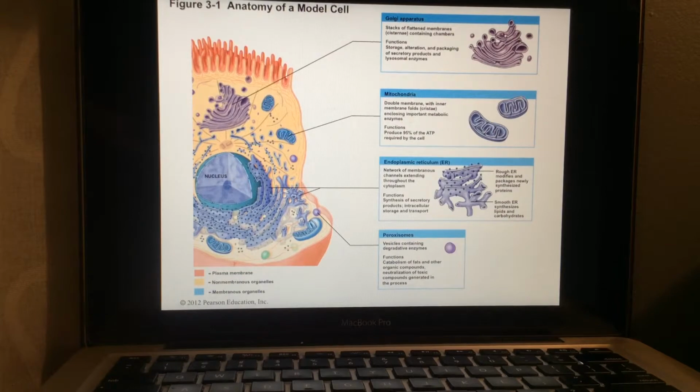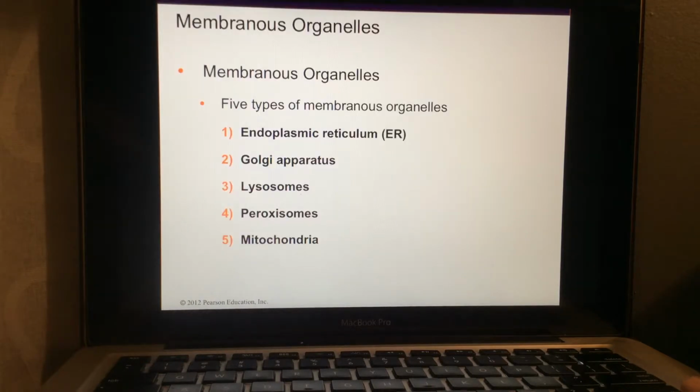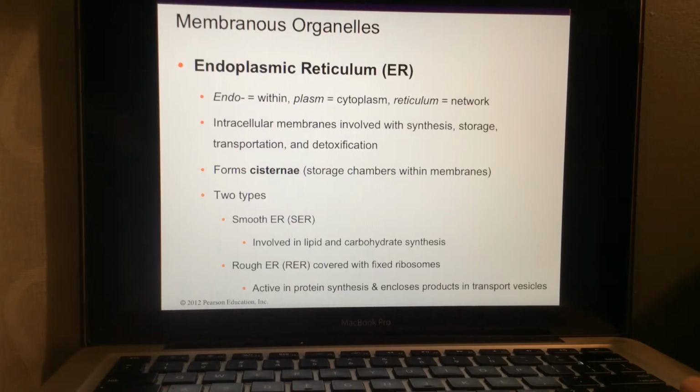Now we're going to move on to the membranous organelles, and that's going to include your endoplasmic reticulum, the Golgi apparatus, peroxisomes, mitochondria, and then the nucleus, with also lysosomes. There they are. We'll talk about each of these in just a little bit. So the first one is endoplasmic reticulum.